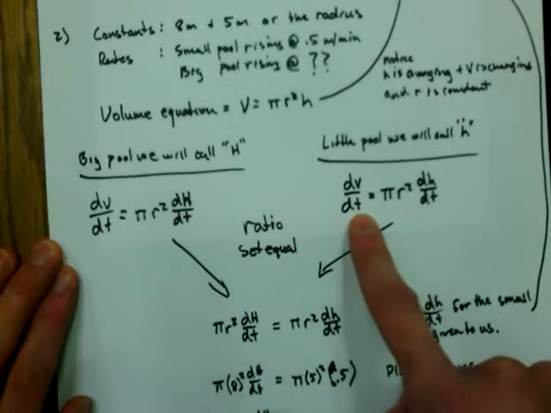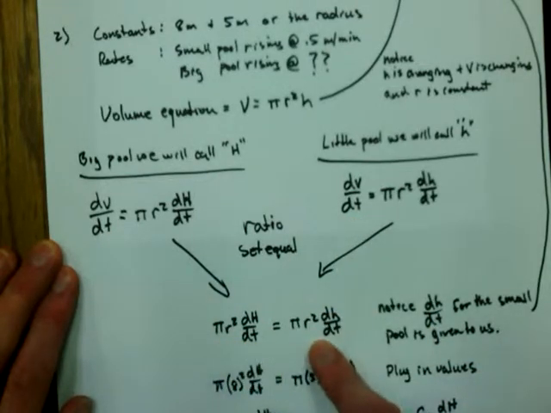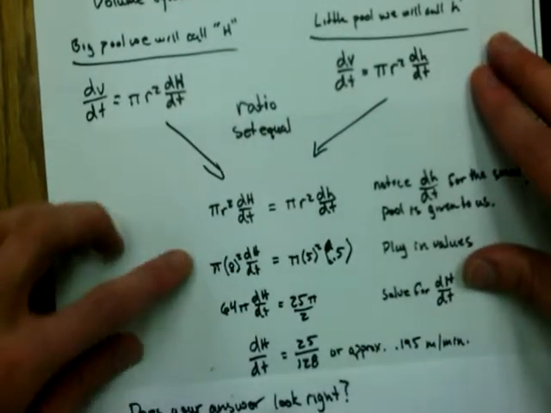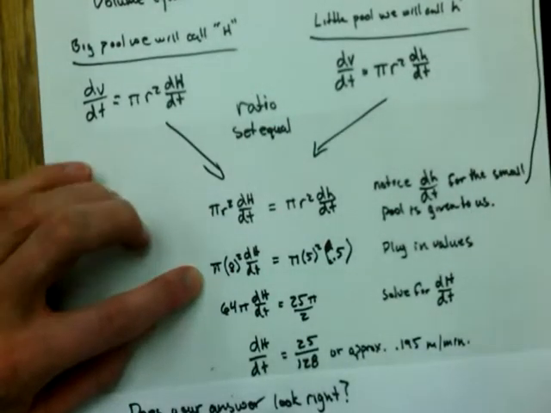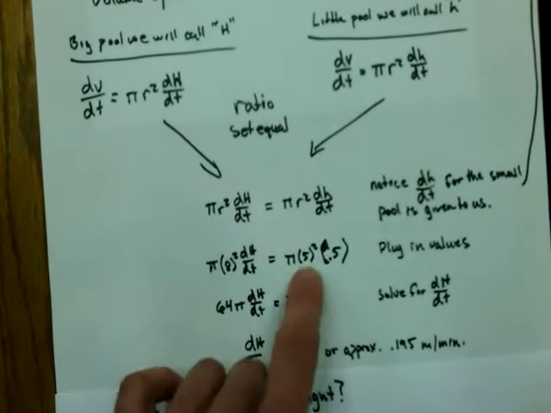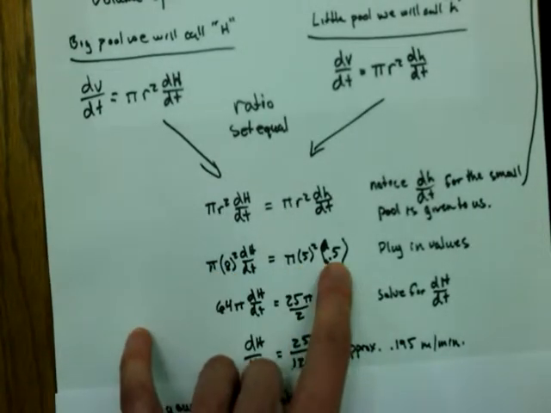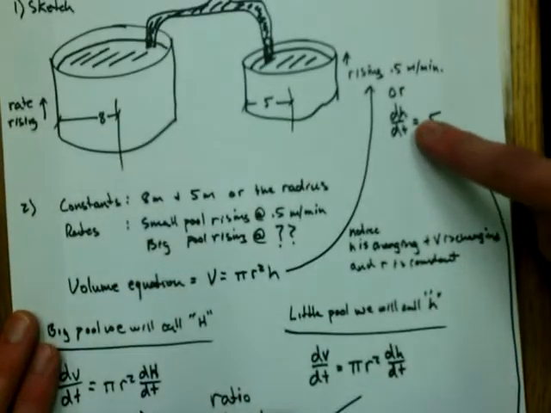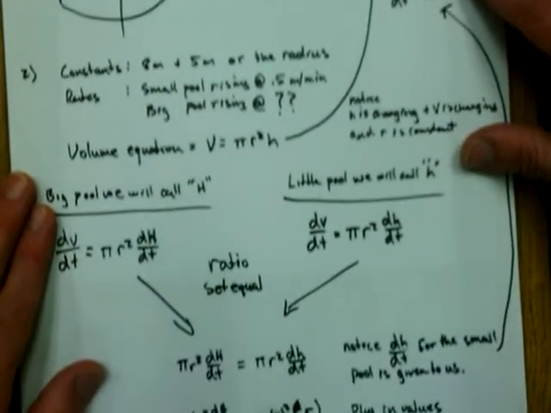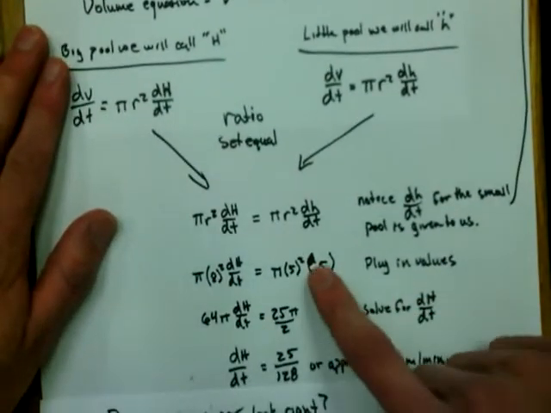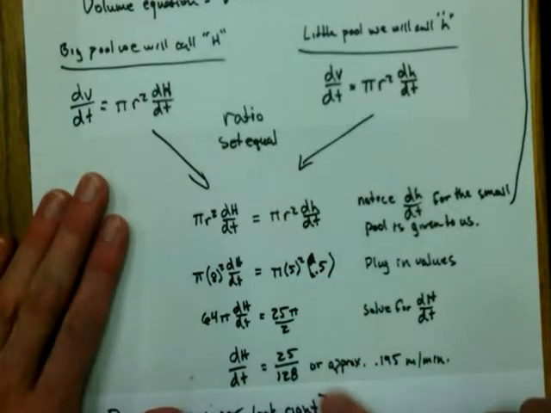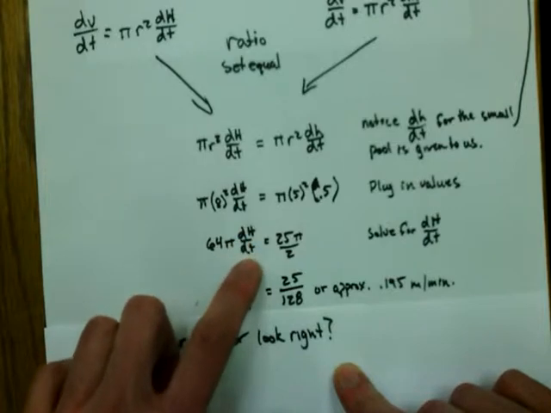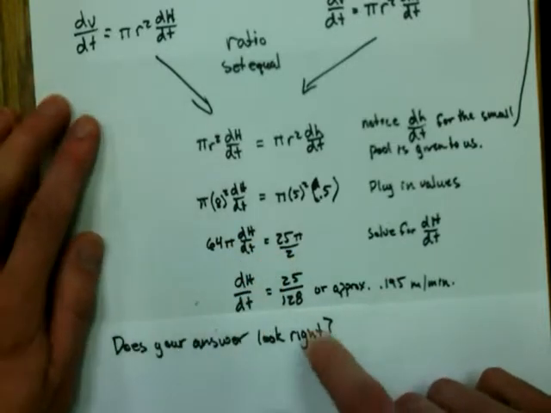Now I take the two equations, and since their volumes are changing equally, the dV/dt of both of them are the same, so I'll set the equations equal to one another. You can plug in your constants, which are your 8 meters and your 5 meters, your radii. And remember, we've been given the dh/dt up here, which is the 0.5 meters. So we've plugged that in here.